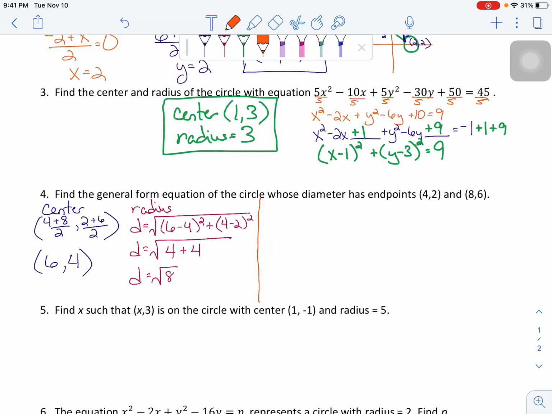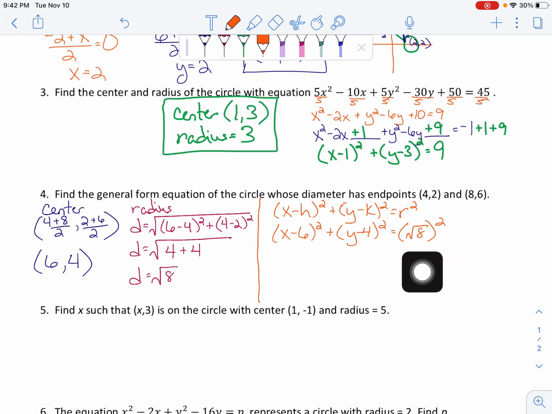So now that we know our center and our radius, I'm going to go ahead and start in standard form. So remember, it's x minus h squared plus y minus k squared is equal to r squared. And we're just going to fill in what we know. All right, so x minus 6 squared plus y minus 4 squared is equal to the square root of 8 squared. So that's standard form. If the problem said, write the equation in standard form, the only thing I would do is simplify the square root of 8 squared, just because it's easier to look at that. But I would leave this and just box it up and call it happy.